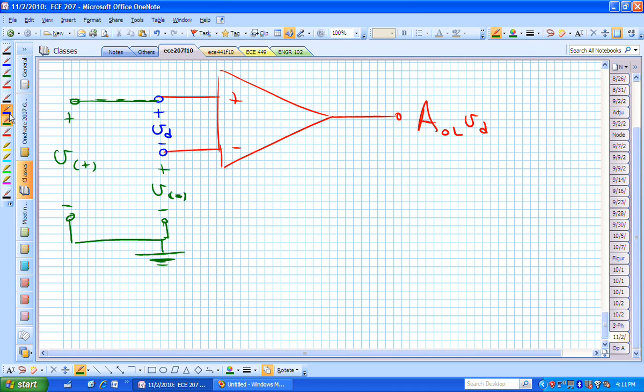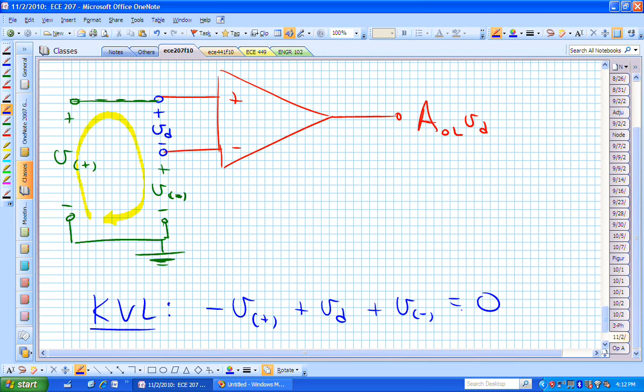If we now apply KVL, I can say, what if I write a KVL equation around that particular loop, or in those air gaps, basically. Now I have the following. I'm going into the minus terminal of V plus. I then go into the positive terminal of V sub D. And then I go into the positive terminal of V minus. And now I'm back where I started.